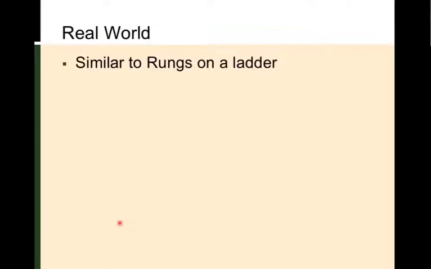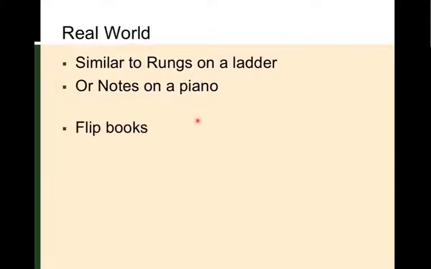So in the real world, this is kind of similar to rungs on a ladder. On a ladder, generally the steps or the rungs are equally spaced. Or notes on a piano: we don't have a continuous change in frequency of the notes on a piano. We have very specific steps, which are used by pianists to play their music. Flip books then, so these are like little picture books that have a kind of cartoon inside, that as you flick through it, it changes the image.